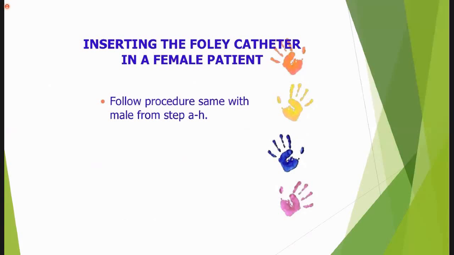What was the male patient position? Male patient position is the supine position. And which size of catheter can we use in the male patient? For the male patient, the catheter size is 20 to 22 French.